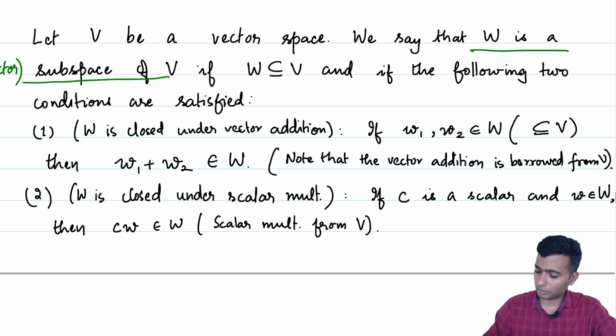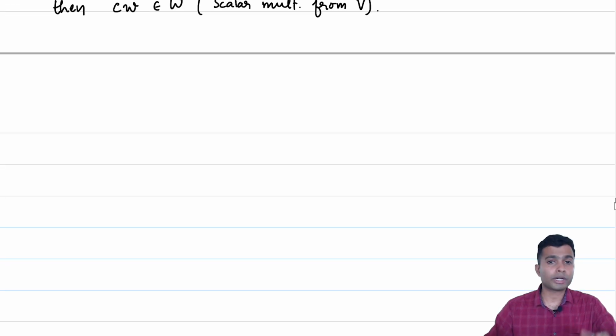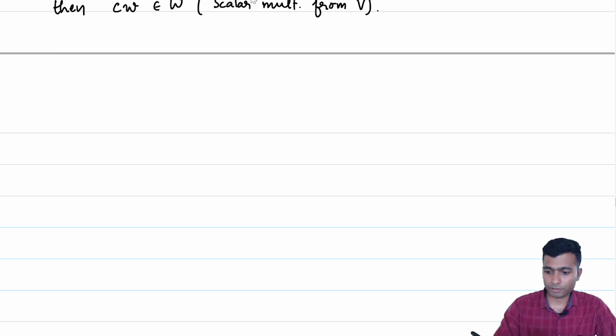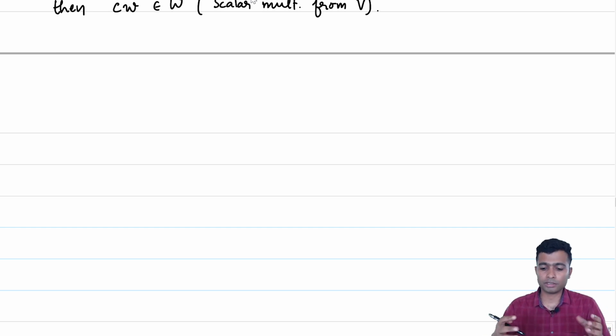All right. Let us look at some of the consequences. The first consequence is that if W is a subspace of V, then W is itself a vector space with the vector addition and scalar multiplication being the ones borrowed from capital V.